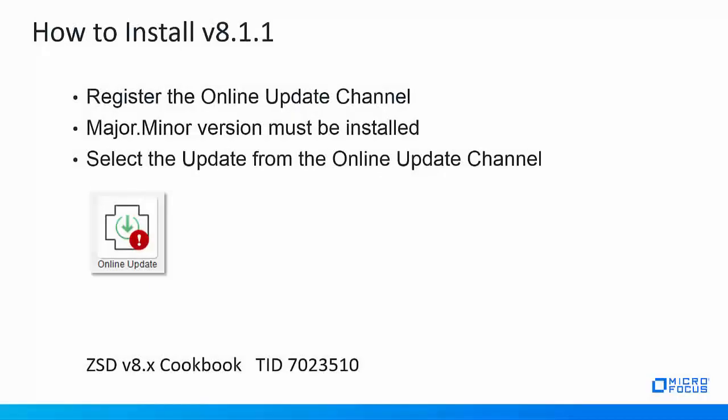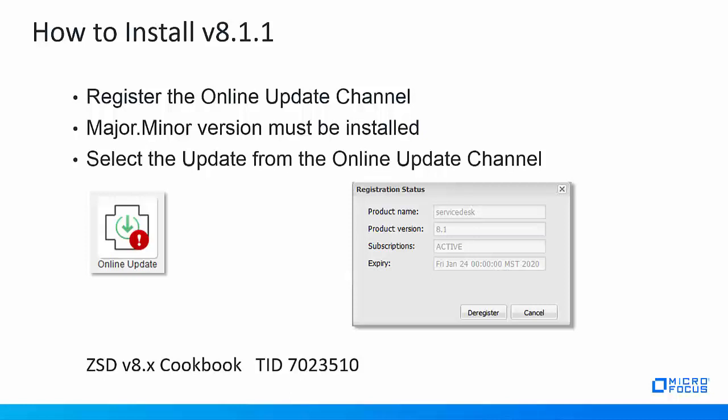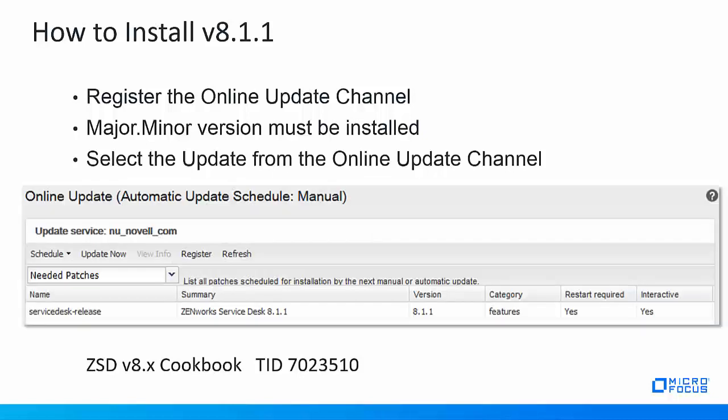How to install version 8.1.1. These subversion releases leverage the appliance online update to install the subversions. Register your ZSD appliance to the online update channel to check for any updates for your Service Desk system. The major minor version must be installed to get the subversion, obviously. And again, there are more details in the documentation and in the ZSD version 8 cookbook.